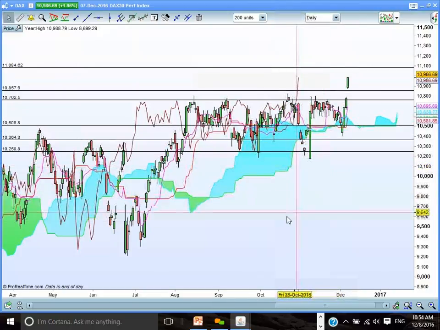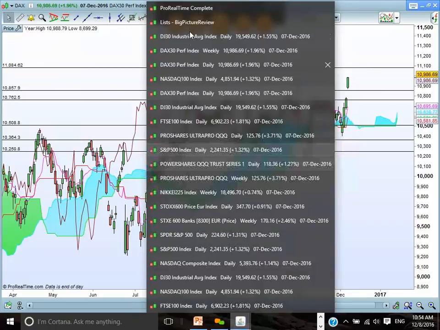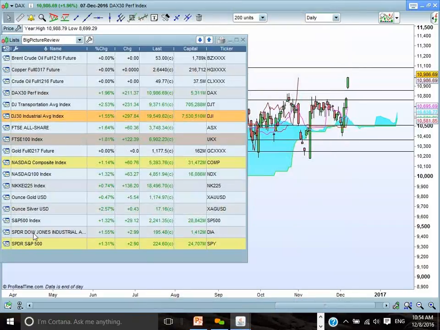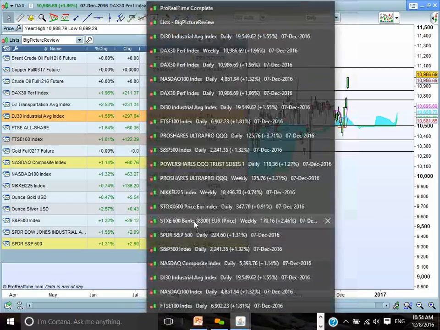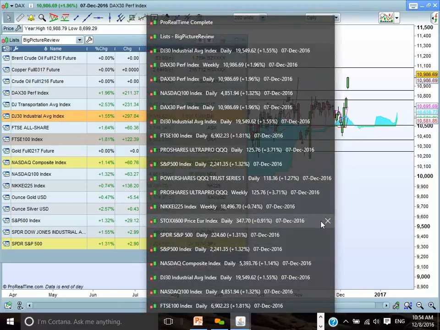Okay. And then the STOXX 600. Let me just find it here. I don't think I have it on here. I think I have it on. That's the banking one. There we go.